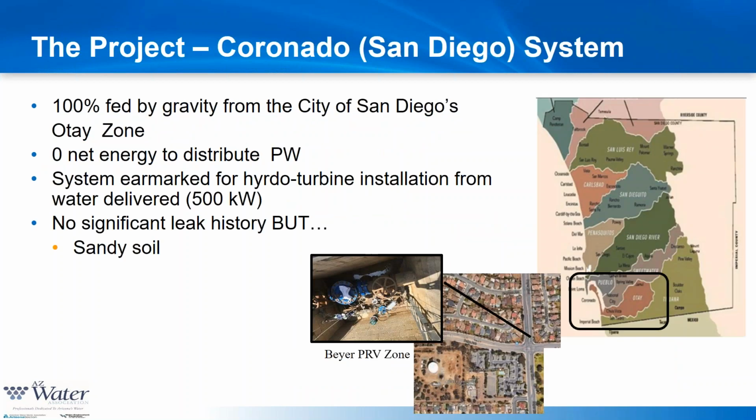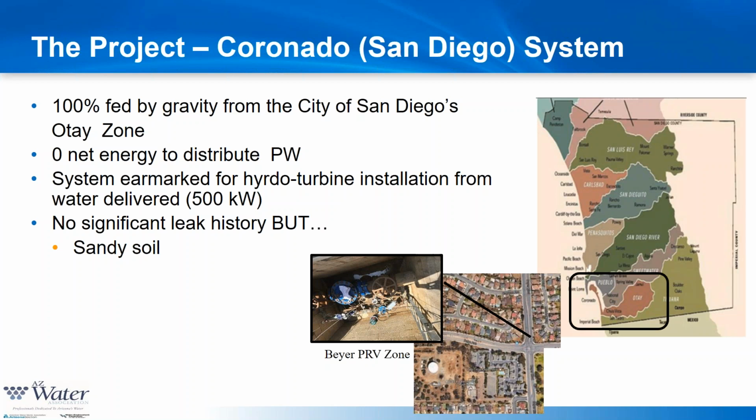The Coronado system was 100% fed by gravity the whole way from the city of San Diego to Otay Zone. There's zero net energy in the Coronado system to distribute the potable water. And what they're doing right now is kind of neat outside of this project: they're going to be putting in a 500 kW turbine that recovers all of the throttle head from their pressure sustaining valve or fill valve that's going to now spin a turbine and throw energy to the grid. There's not a significant leak history here, but again, it's in San Diego on the beach and there's sandy soil, so who knows if there's a significant leak history.